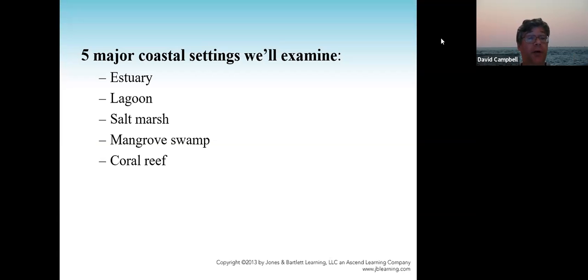We'll look at 5 particular types of settings. Estuaries and lagoons are distinguished by physical features. The salt marsh, mangrove swamp, and coral reef are distinguished by the key things living there that provide a basic framework and type of habitat where other things can live on and around.